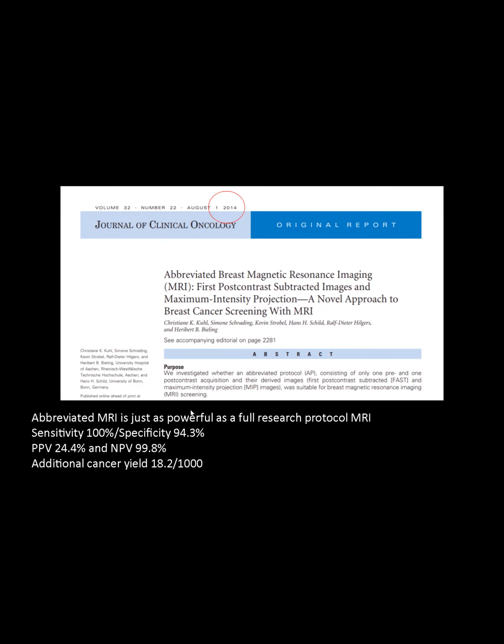So then there was literature to support this abbreviated MRI, but we can't just go out and assume. These things have to go under controlled research protocols. And again, Christiane Kuhl, in Germany, found that MRI is very sensitive, and the abbreviated MRI had a very good sensitivity, 100%. It yielded a cancer detection of approximately 18 out of 1,000, compared to mammography, which is anywhere between 5 to 7 or 8 per 1,000.